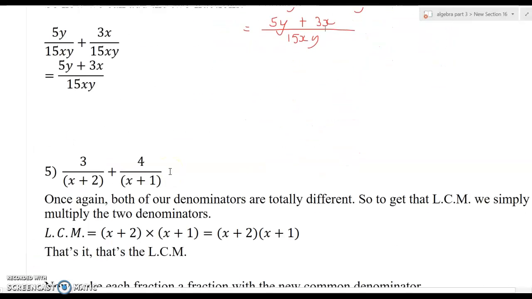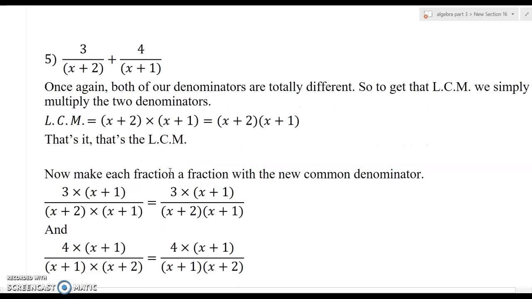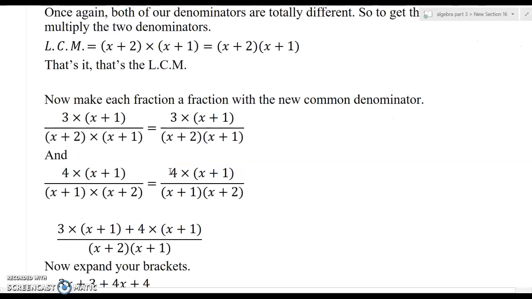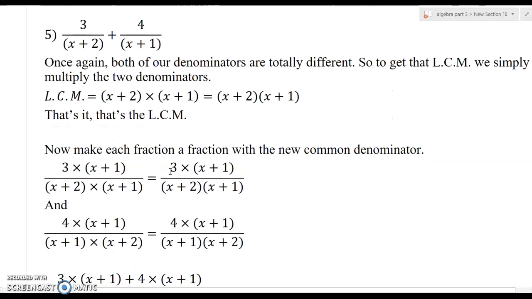So let's look at the second, the last example. Here we have, so this one is a little bit longer, and can look a little bit scary. So we have 3 over x plus 2 plus 4 over x plus 1. So now, in this case, we have x plus 2 and x plus 1 as our denominators. So they are two completely different denominators. So in that case, just multiply the two of them.